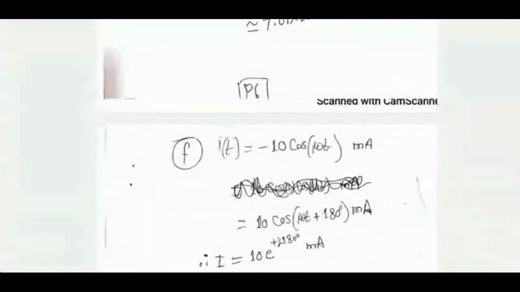You have to fit it in the standard form. I cos(omega t plus theta I). I think I have done it correctly, but you double check.